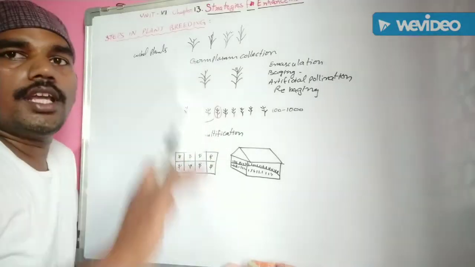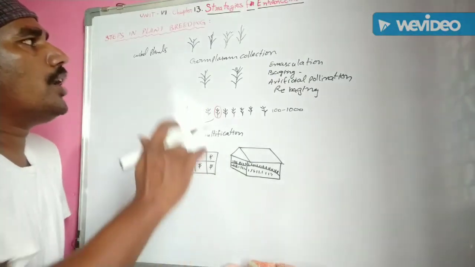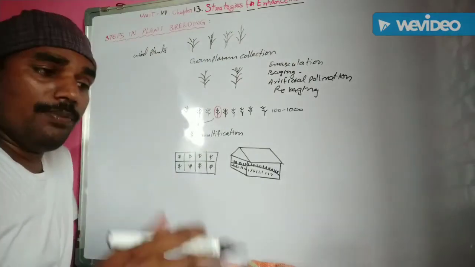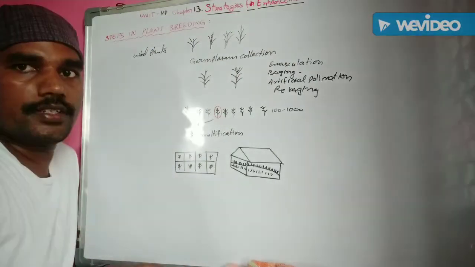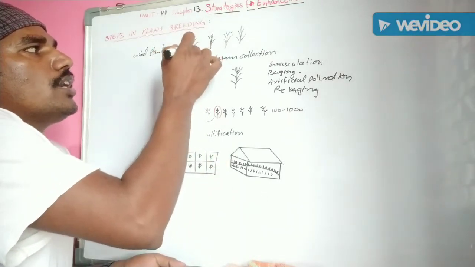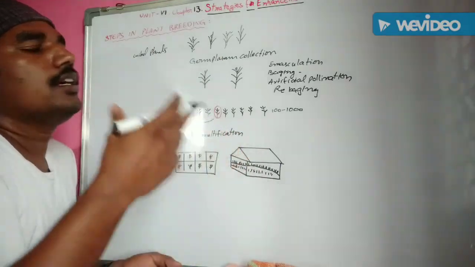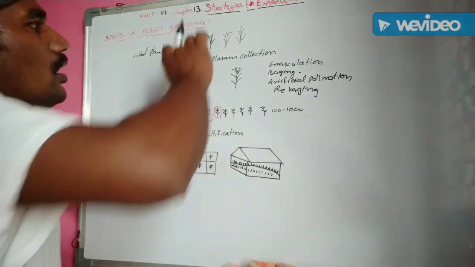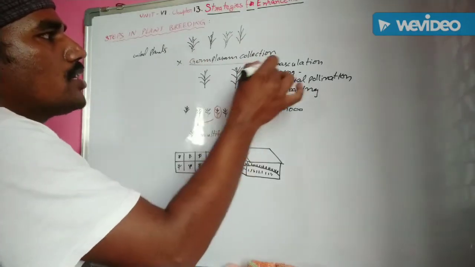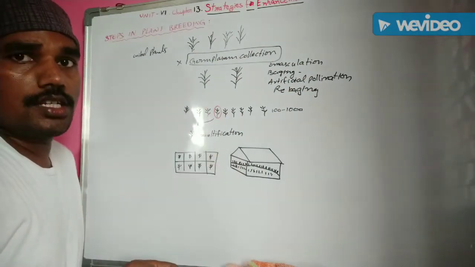Discuss diagrammatically the different types of steps in the plant breeding. The first one is these are the wild plants. The wild plants consist of desirable characters, wanted characters. Okay, you select some plants containing variability and desirable characters. Okay, this one is known as germplasm collection. Germplasm collection. You collect variability plants.